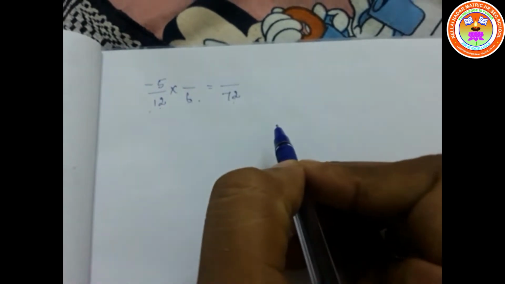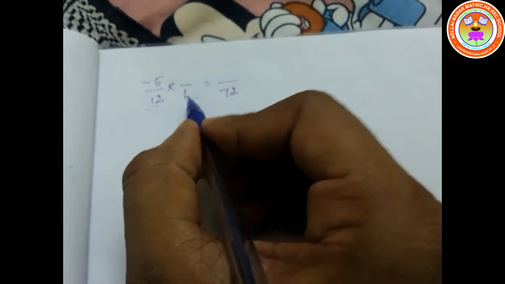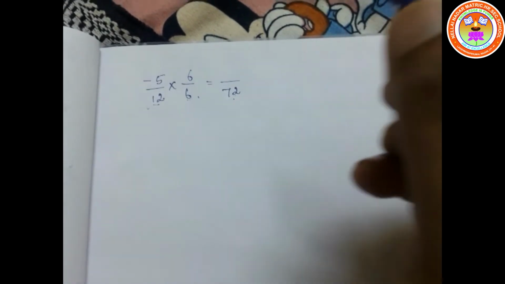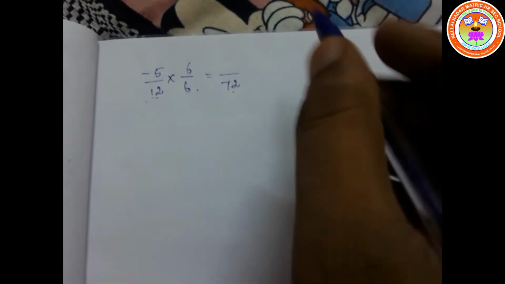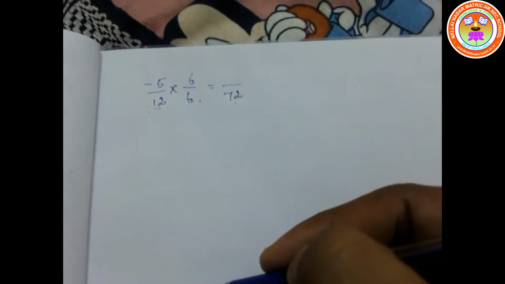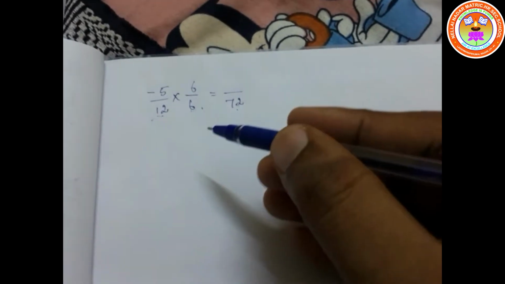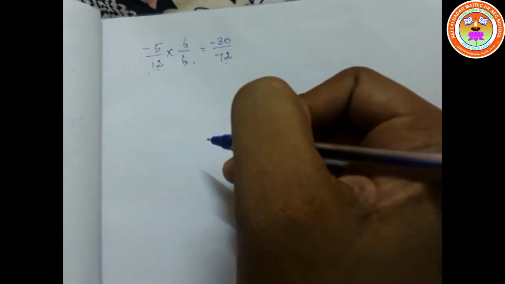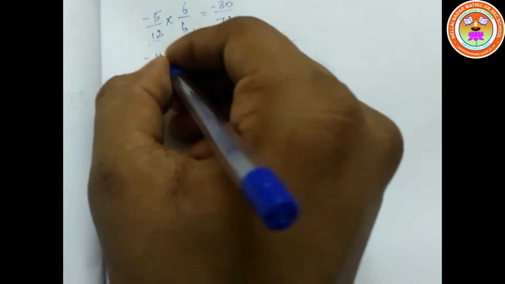6 2s are 12, remember 1, 1 6 is 6, 6 plus 1, 7. Since we are multiplying this denominator with 6, the same 6 you have to multiply with the numerator also. The same method that we did in comparing two rational numbers, now we are going to use to compare 4 or 5 numbers. That is the difference. So 5 6s are minus 30. Similarly we are going to find the remaining 4 rational numbers. The next rational number is minus 11 by 8.